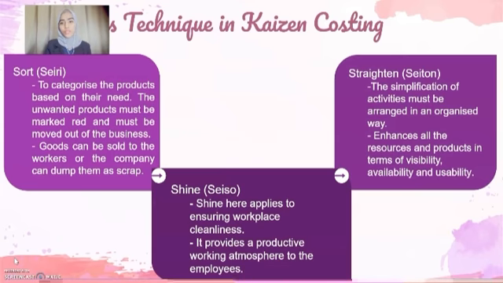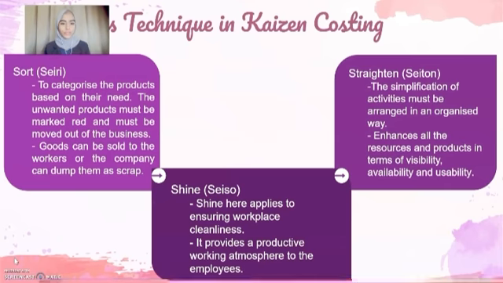Straighten is the simplification of activity, which must be arranged in an organized way. It also enhances all the resources and products in terms of visibility, availability, and usability. In other words, it also means a place for everything and everything in its place. So it focuses on effective storage and segregation of things. Activities included in this technique are labeling each item, using color for quick identification, storing similar items together, storing different items separately, or putting names and numbers on everything. So it is more organized.